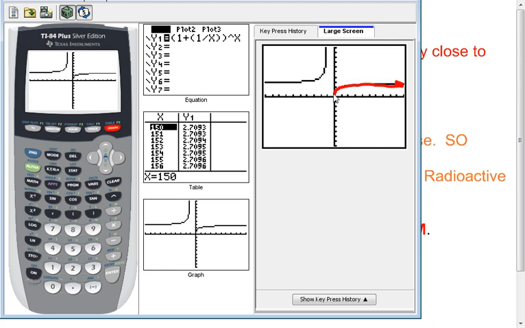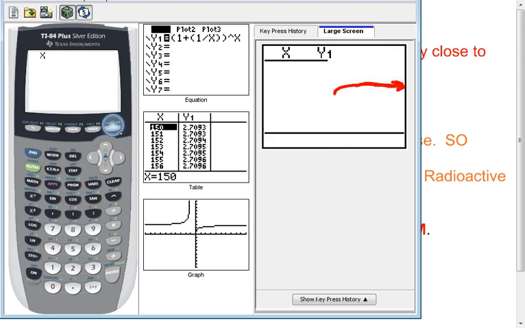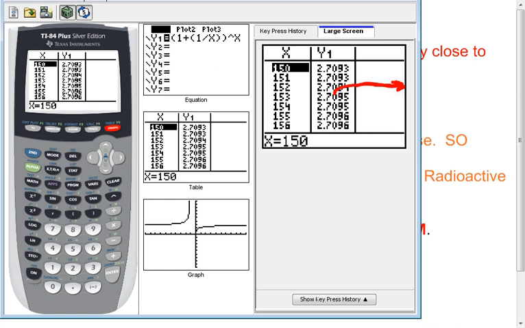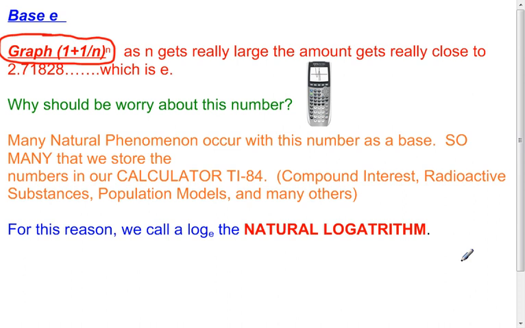And you can see that that line tends to sort of flatten out or approach a number, and that number that it approaches is 2.718. If we look at our tables, and I sort of have my table set, notice my table's already down at 156, and it's getting really close to that 2.71 amount, and if I continue to scroll down, it would get even closer. Okay? That number e we see often when we compound interest, when we're talking about radioactive substances, when we're looking at population growth, and lots of other places in real life.